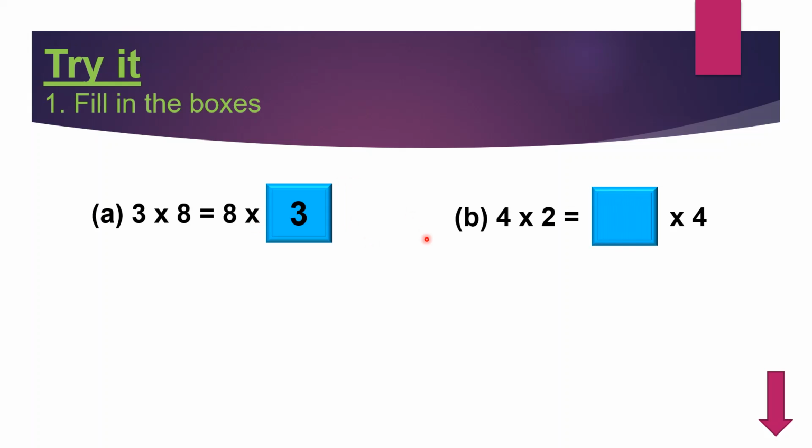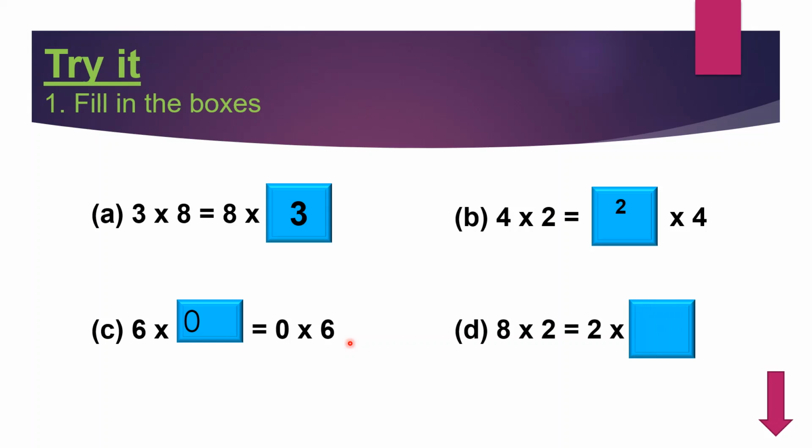Next, letter B, 4 times 2 equals 2 times 4. Okay, next, C. So 6 times 0 equals 0 times 6. Understand? The same. Next, D. 8 times 2 equals 2 times 8.